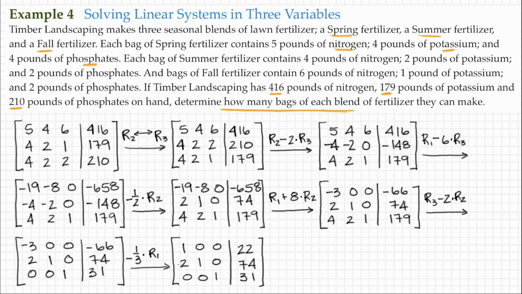And now we just target this value here. So we'll do row 2 minus 2 times row 1. 1 times 2 is 2. 2 minus 2 is 0. And then we have 1 and 0, our vertical line. 2 times 22 is 44, and 74 minus 44 is 30. Close off the bracket. Bring over the rest of the values.